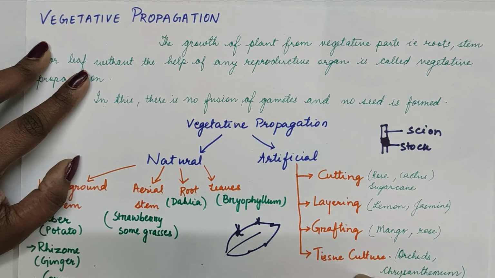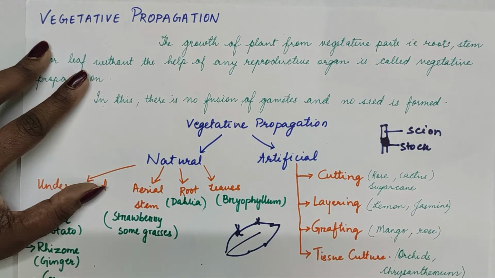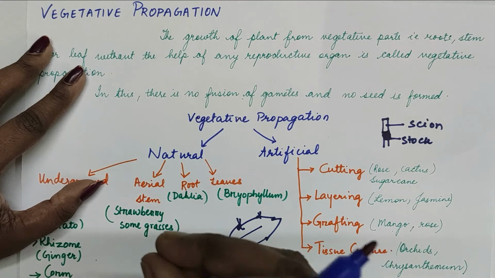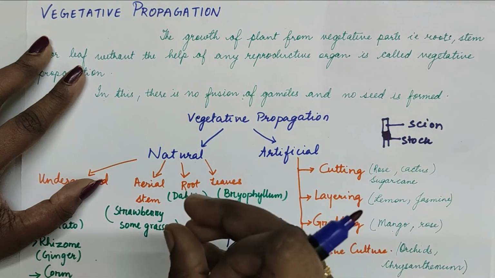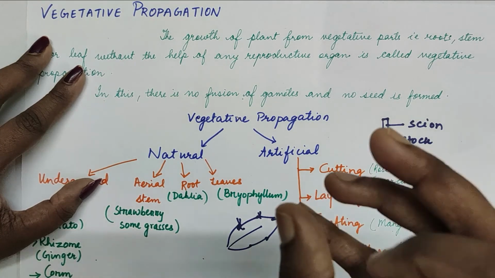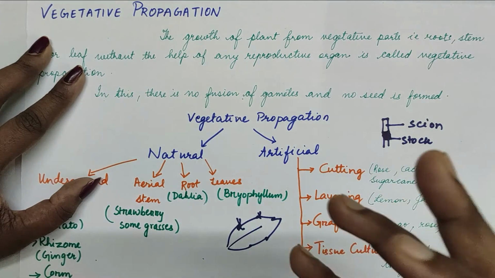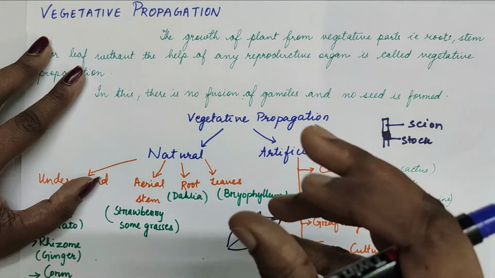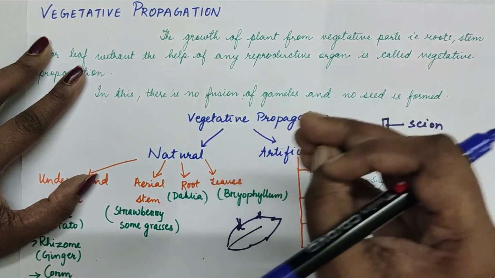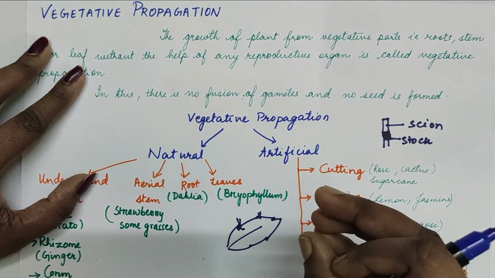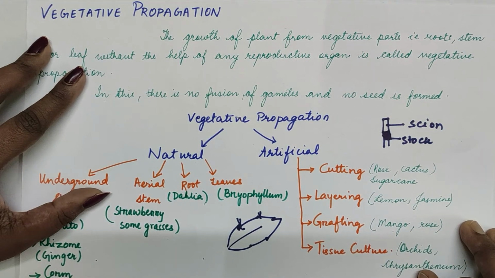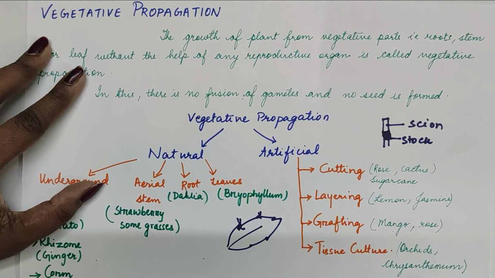Then there is tissue culture, which is done completely in laboratory conditions. We also call it micropropagation, because in this a small part of the tissue is grown in a proper nutrient medium. A particular medium is provided for the plant to grow. Then it grows and forms an unorganized mass of cells, which we call callus. From there it slowly differentiates into its different parts, and a plantlet is formed, and that plantlet can then be transferred to the soil for further growth. That is done in orchids and chrysanthemum.